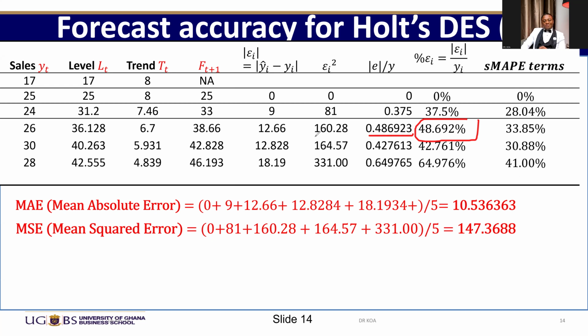Once you are done with this, I would ask for the forecast accuracies down here. You will have to calculate all of them. How do you get the mean absolute error? It's simple. 0 plus, you just take these errors, this one, and add all of them, divide by 5. Now, why 5? Why not 6? Because we have 6 sales. Why 5?